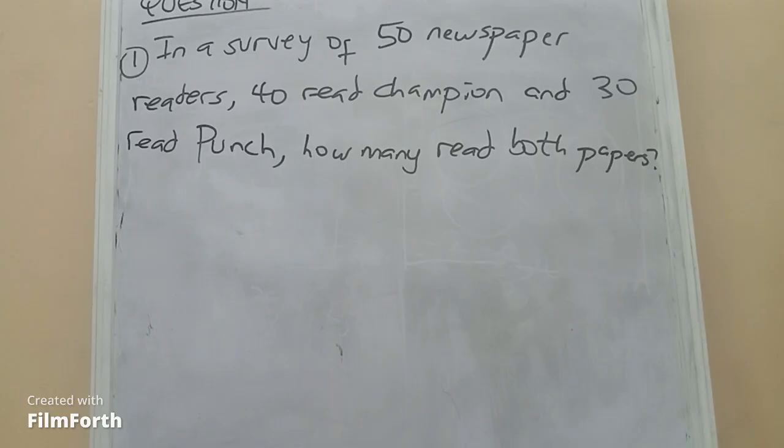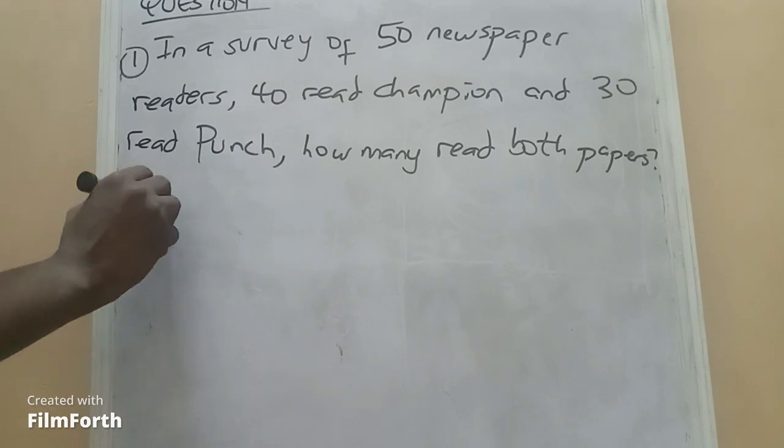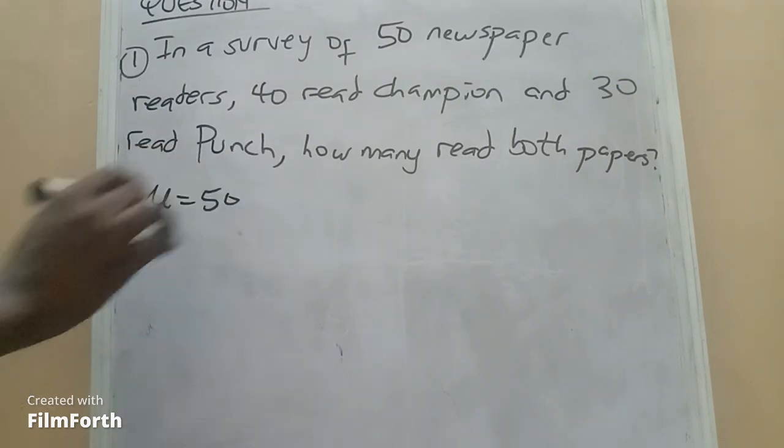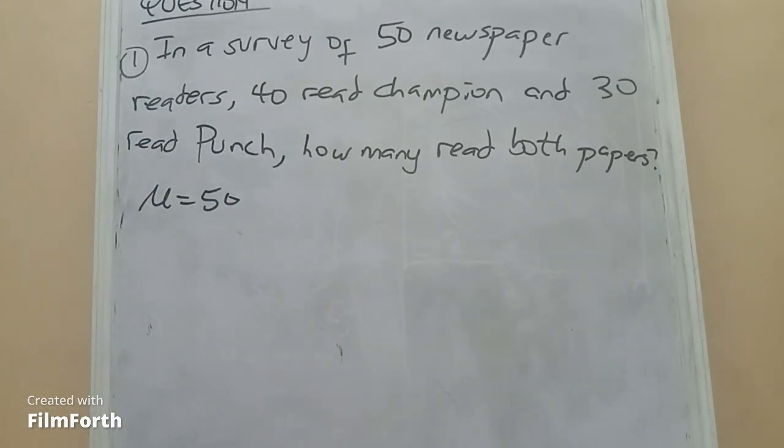Now, this is a set question that says, in a survey of 50 newspaper readers, 40 read Champion and 30 read Punch. How many read both papers? Now, the first thing you need to do in set theory is list out the given parameters. And the first one is, the universal set is what? 50. Because they said in a survey of 50 newspaper readers. So we have the universal set to be 50 readers.